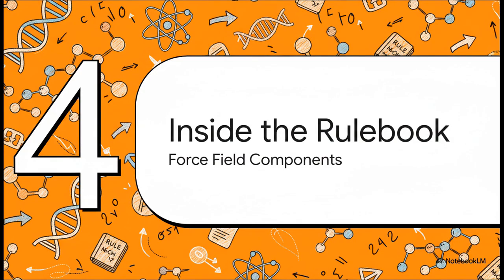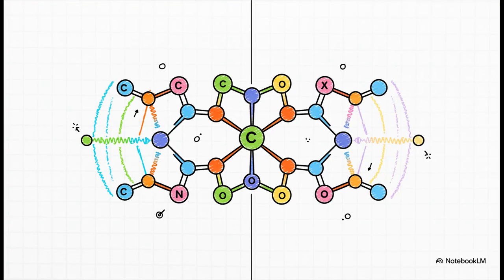Okay, so we've got this idea of a rule book. Let's actually pop the hood and take a look inside. What are the main rules in this thing? At its heart, it really boils down to this one simple idea. The total energy of the whole system is just the sum of two kinds of energy, the bonded parts and the non-bonded parts. So what does that actually mean?